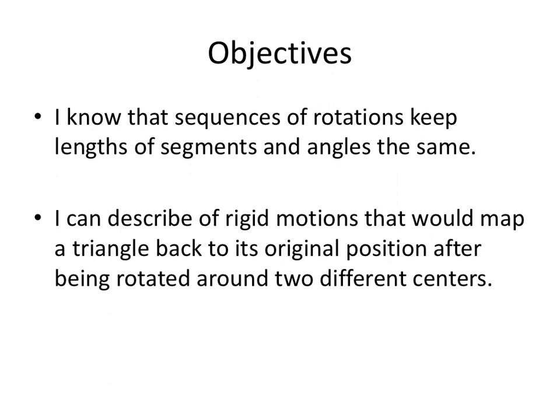I know that sequences of rotations keep lengths, segments, and angles the same. This is just saying it's a rigid motion. It's not going to change any of those. I can describe rigid motions that would map a triangle back to its original position after being rotated around two different centers. Yes, we could, and we will.